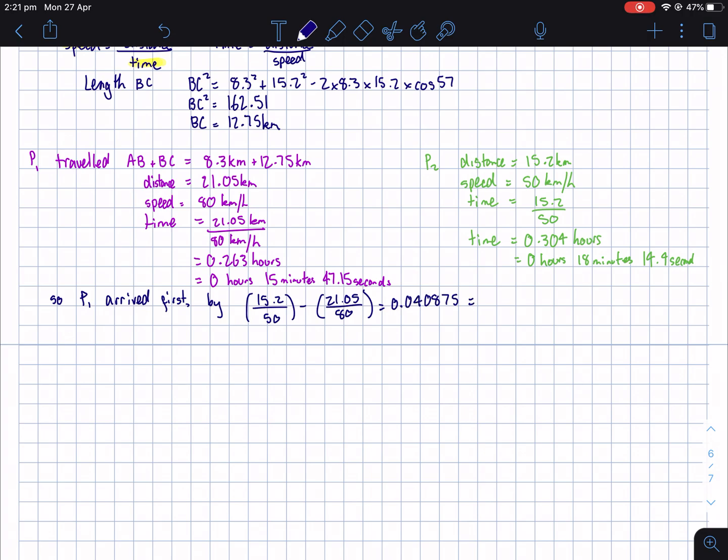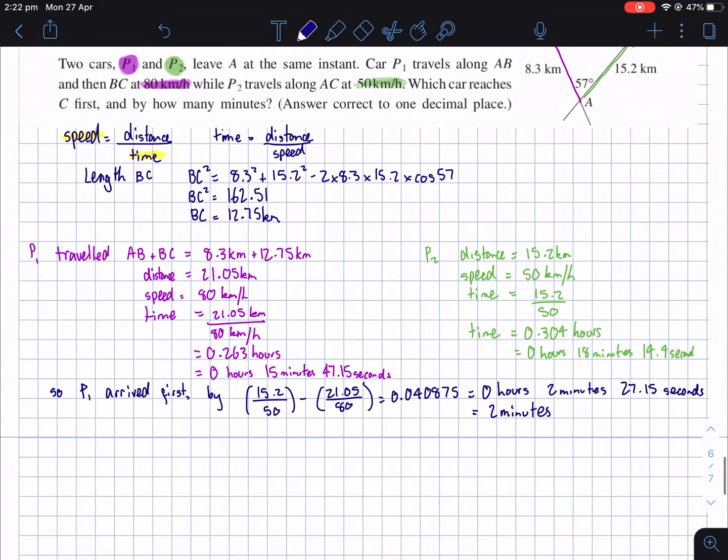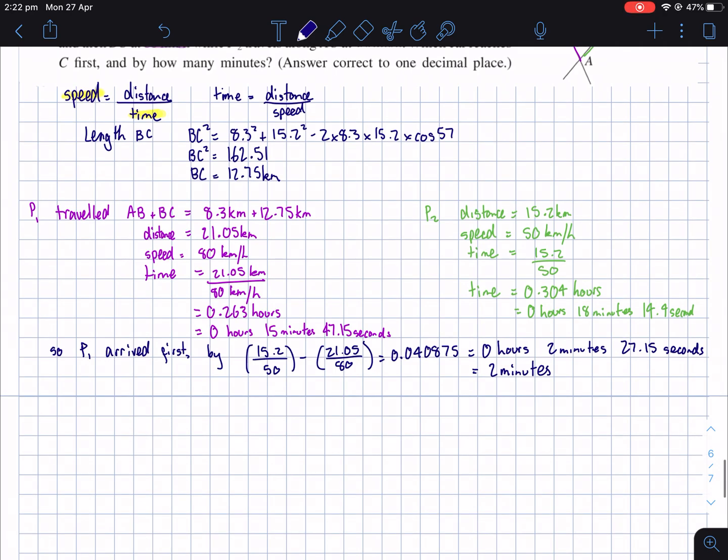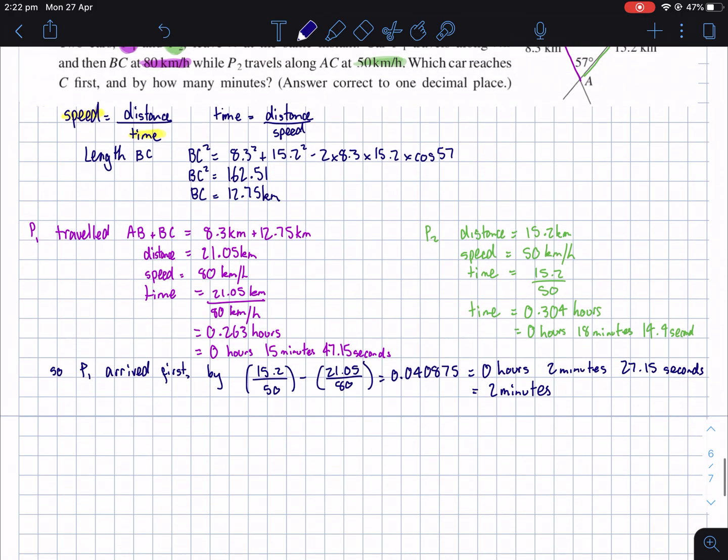That's 0.040875. Again, DMS button. Sorry, 0 hours, 2 minutes, 27.15 seconds. So they want that to the nearest minute, so that's 2 minutes. Because 27 seconds is closer to 0 than 60. Oh, to one decimal place, 0 minutes. 2 minutes. Yeah, whatever. That's it.